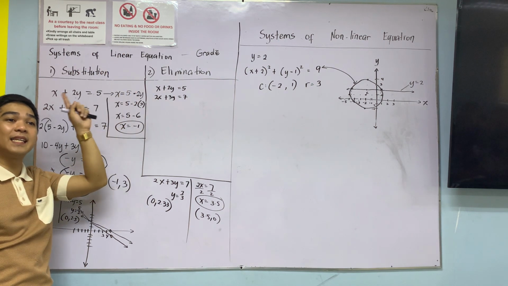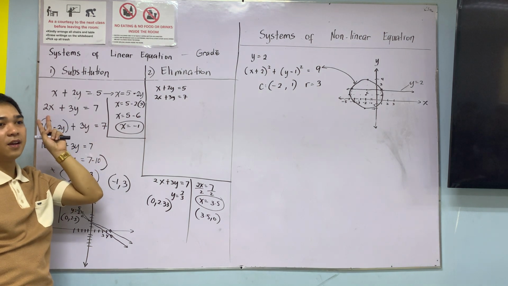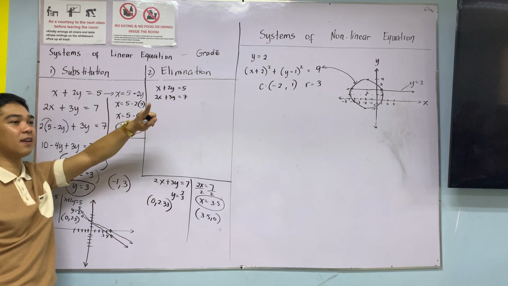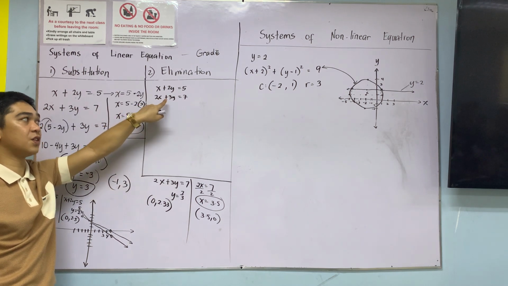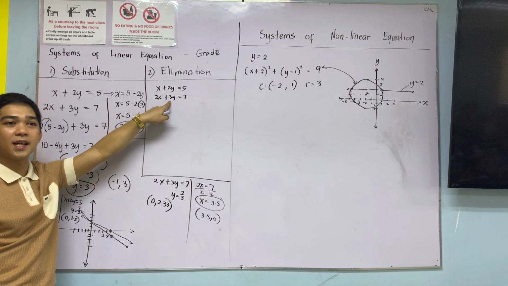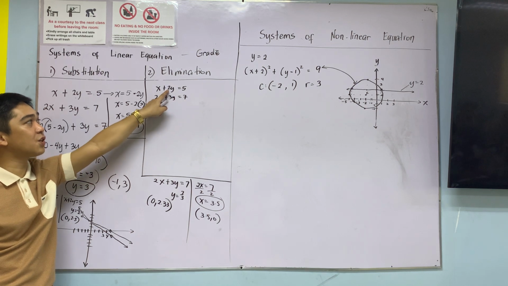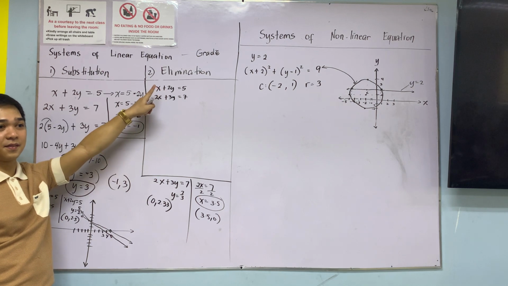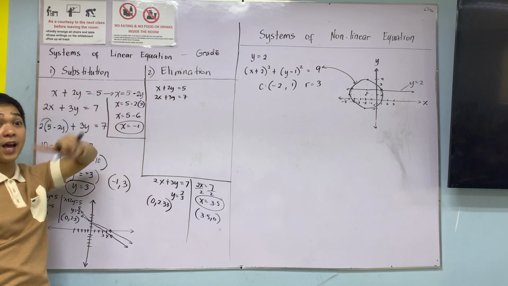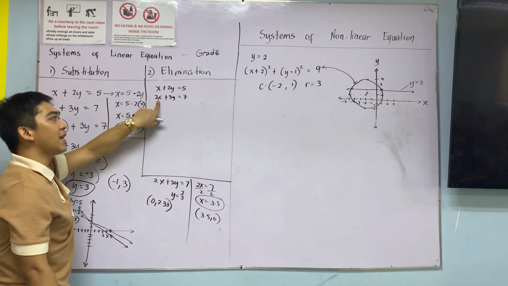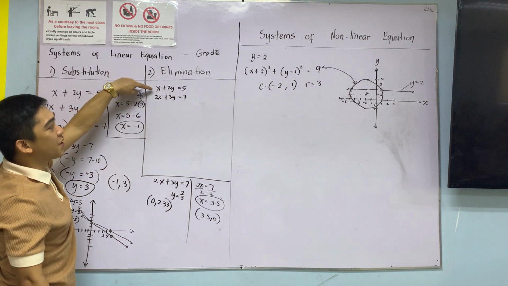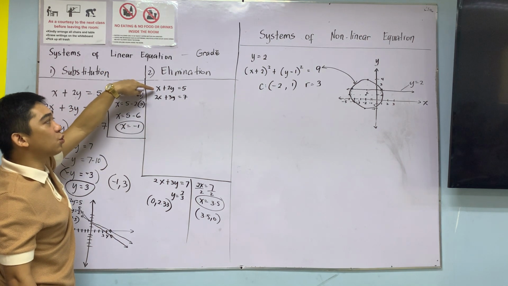Para ma-cancel either x or si y. So, para makapag-eliminate ka, i-manipulate muna natin. Dapat magkaparehas yung numerical coefficient. Sino gusto niya i-cancel out first? Si x or si y? X ang una. Okay. Kung gusto mo i-cancel si x, anong gagawin mo sa first equation para maging 2 ang x?